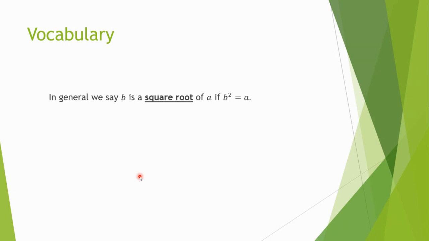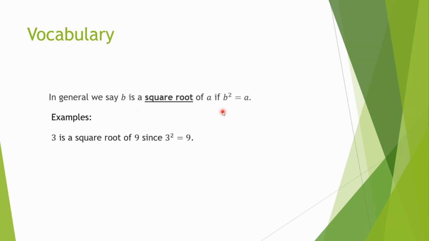What is a square root? Well, this is the definition here. We say b is a square root of a by definition if b squared equals a. So b is a square root of a if b squared equals a. Okay, that's the definition.